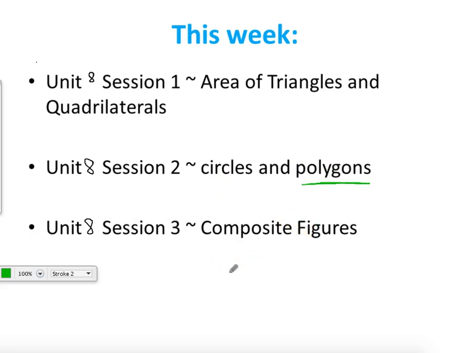And then in Session 3, we're going to put together things that we've learned in Sessions 1 and 2, and we're going to create what we call composite figures. And composite figures are figures that include more than one shape. So it might be a triangle combined with some type of quadrilateral like that. That would be a composite figure. And what we can do with composite figures is divide them into figures that we are familiar with, see that triangle and then a rectangle, and find the area of the figures that we're familiar with and then add those together.